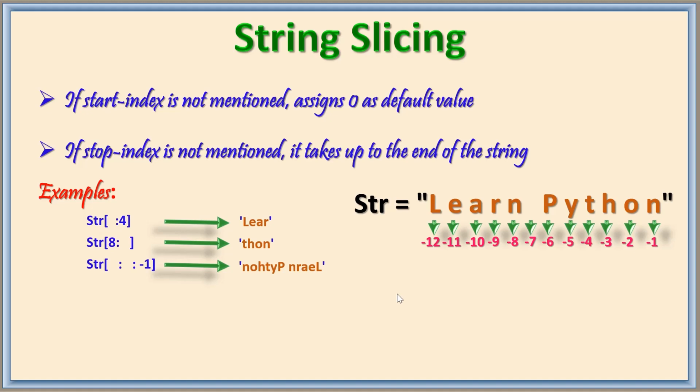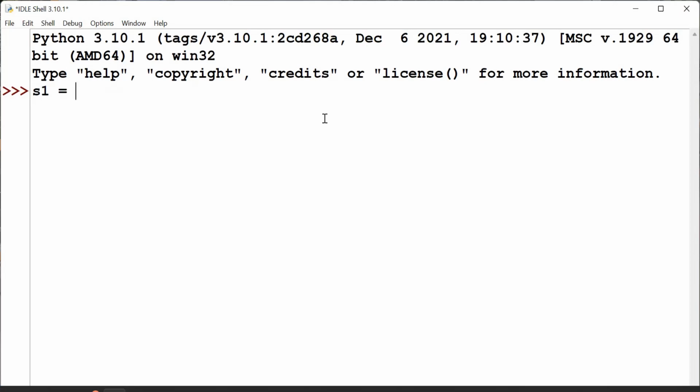Let us execute all these in the Python window. Let me take S1 as "interface window". I will slice 9 to 13. So that means S1[9:13]. So it will take 9, 10, 11, 12. 13 is not included. Let me check the indexes: 0, 1, 2, 3, 4, 5, 6, 7, 8, 9. So 9 is the space and then 10, 11, 12. So space WIN will be the answer, right?